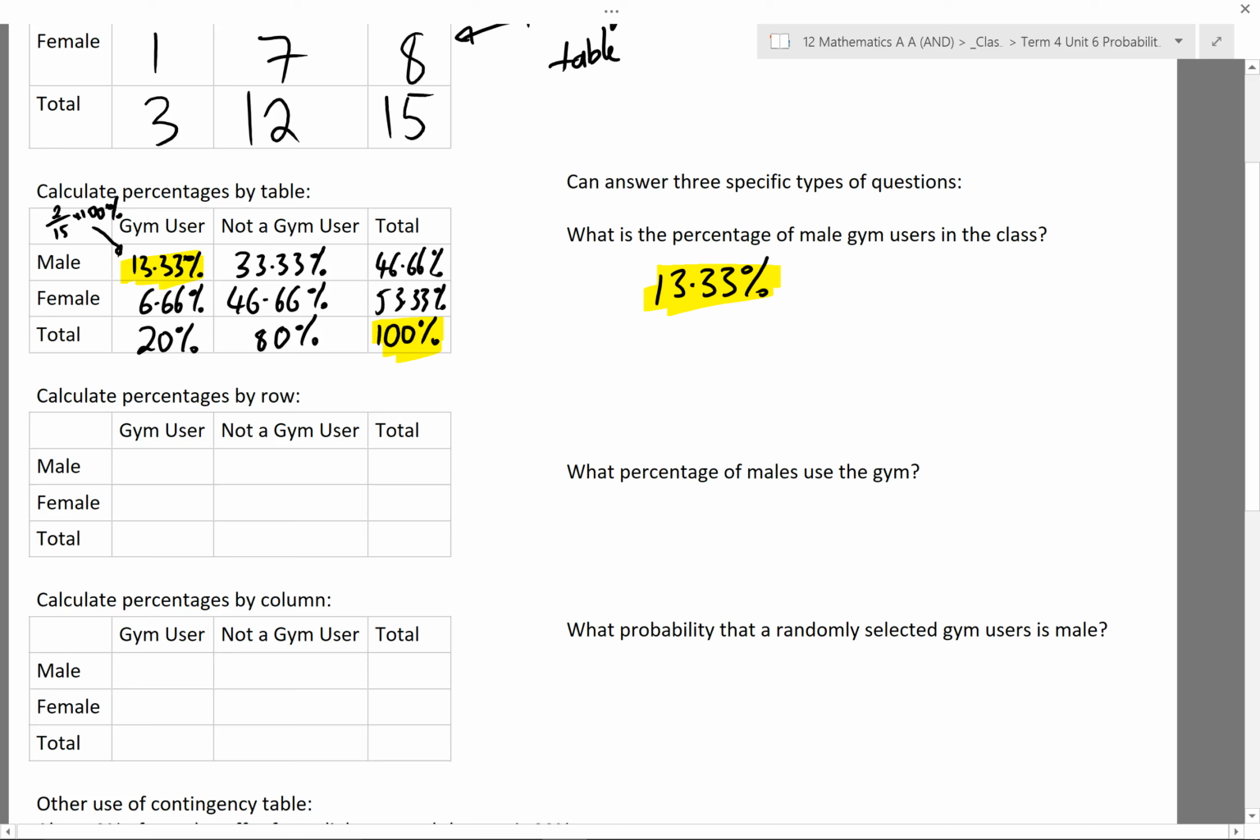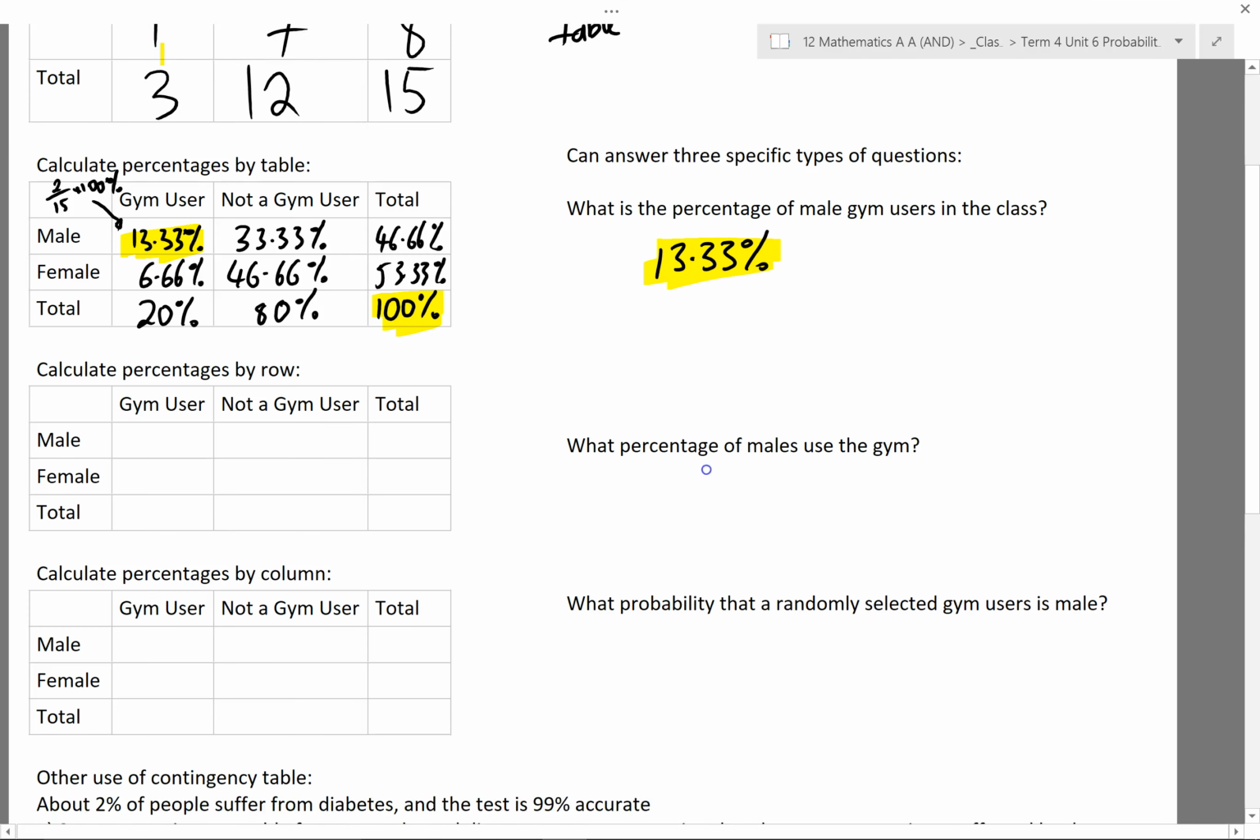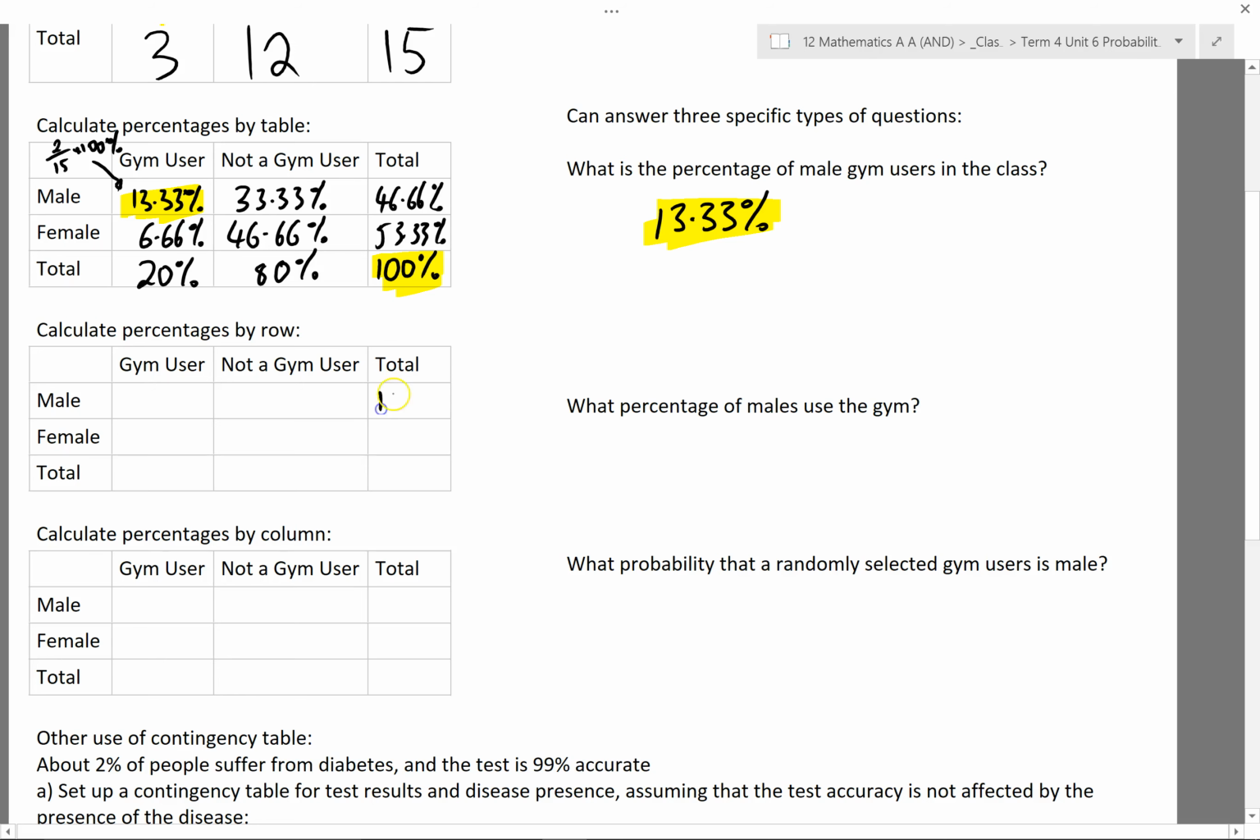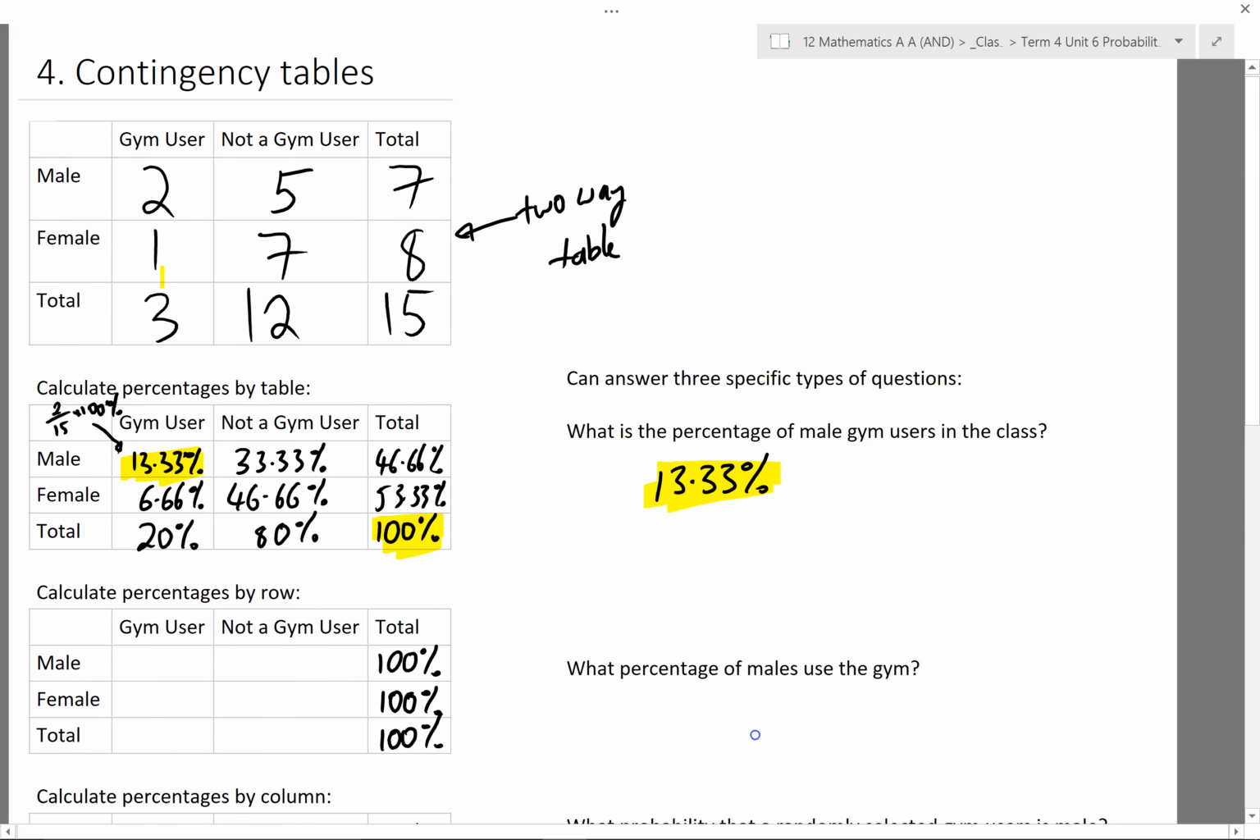I can also change my contingency table so that it's by row instead of by table. So what this means is my goal is to have 100% in my rows, and the way I'll achieve that is by dividing on each row. So for example, in this first row, I'll have 2 male gym users divided by 7 gym users total, and that's what'll go in this cell. Okay, so I'll get my 28.57%.